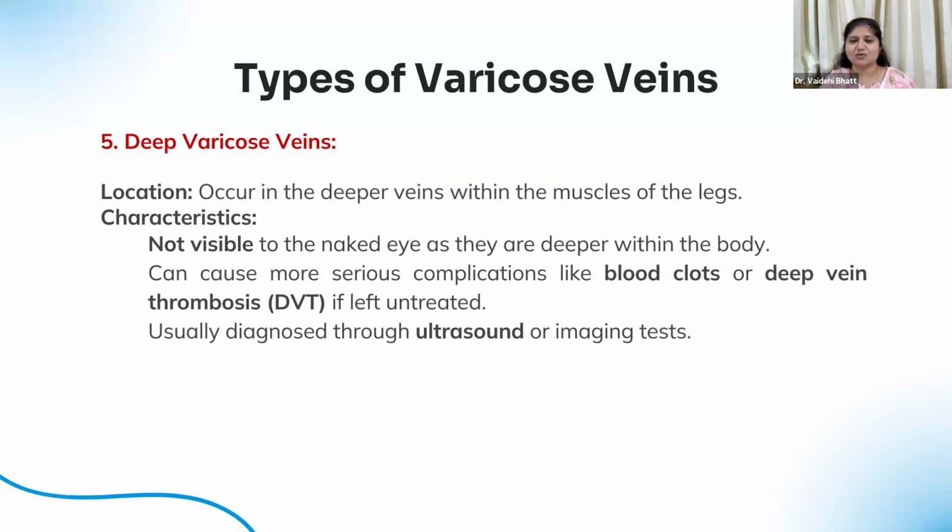Next, the deep varicose vein. It occurs in a deeper vein of the muscles and leg, and it causes complications like blood clots or deep vein thrombosis. Usually we can diagnose it with the Doppler test or with ultrasound measures.